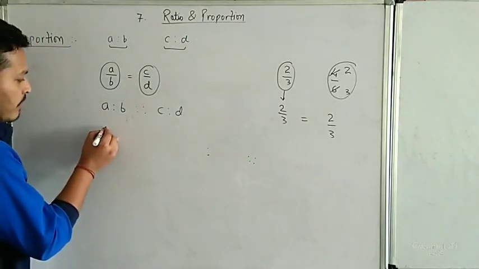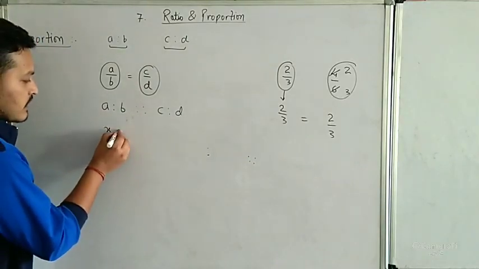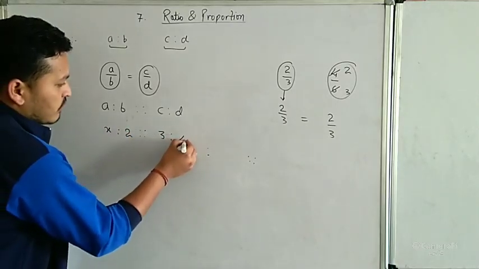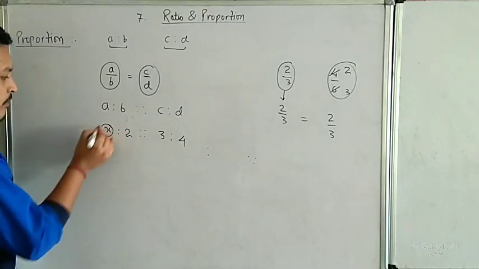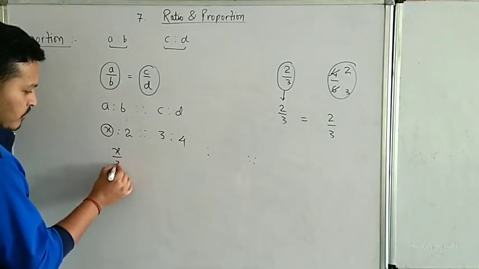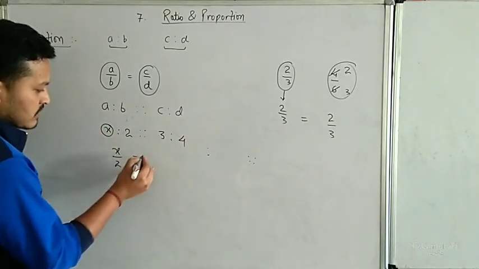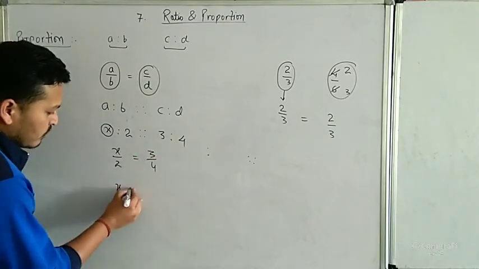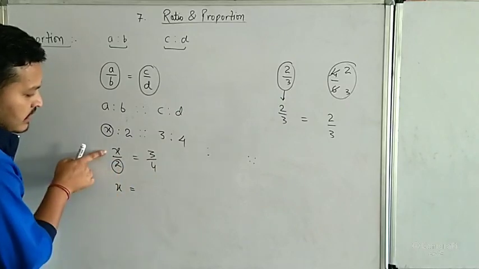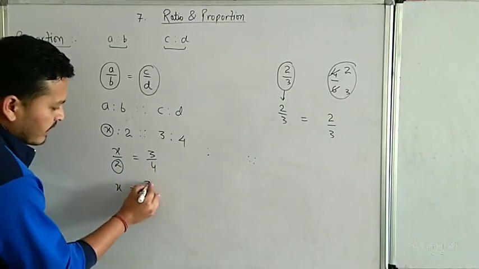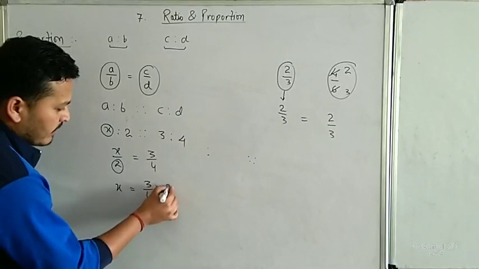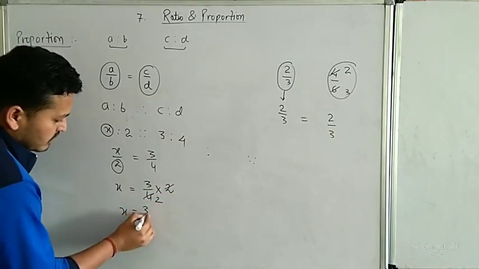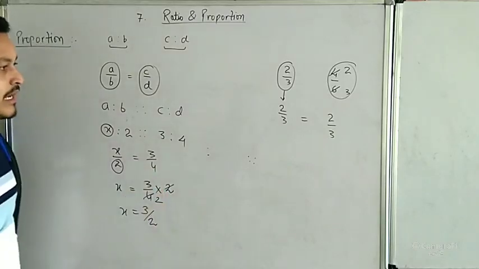For example, if we are given A is equal to X, ratio B is equal to 2, proportional C is equal to 3 and D is equal to 4. The question is find the value of X. So we can write X upon 2 equal to 3 upon 4. So X is equal to, removing this 2 from here because X is the variable and we need the value of X, 3 upon 4 multiplied by 2. 2 times 1 is 2, 2 times 2 is 4. The X is equal to 3 by 2. So this is the value of X.